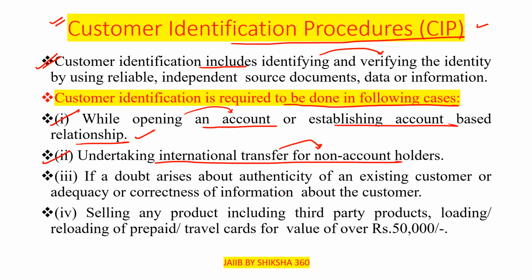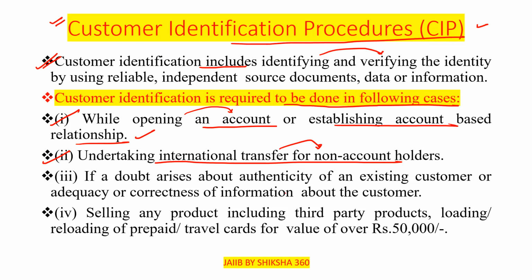Third one, if a doubt arises about the authenticity of an existing customer, or the adequacy or correctness of information about the customer. That is, whether the documents are genuine or not, whether that person is doing good business or not. So if a doubt arises about the authenticity, in that case we also have to do customer identification.